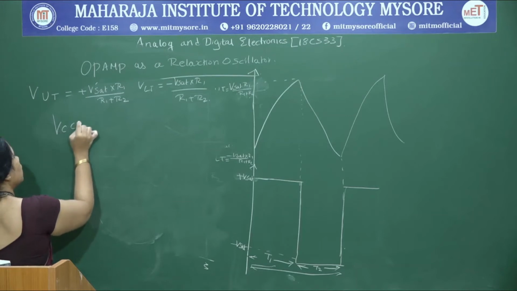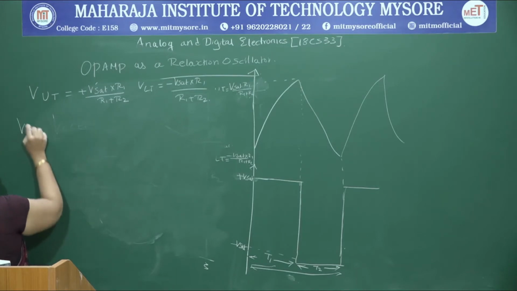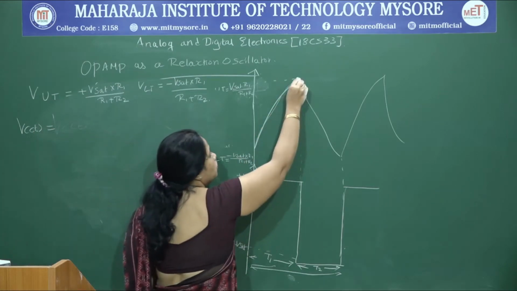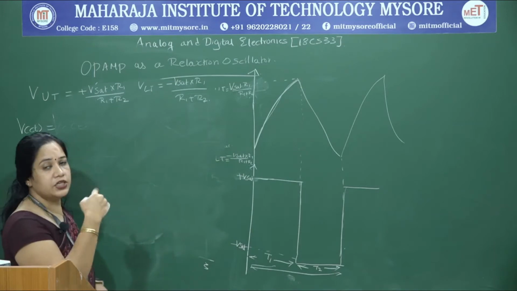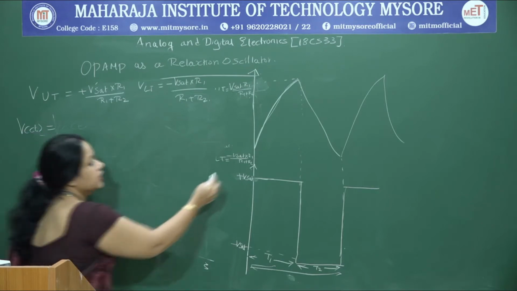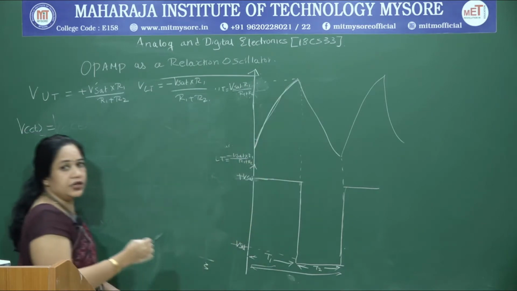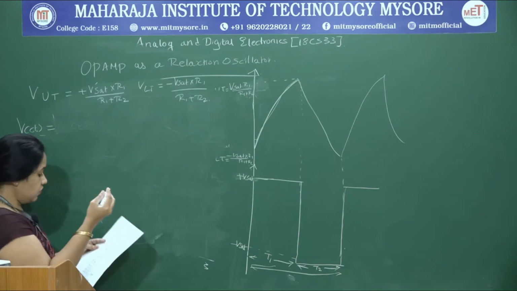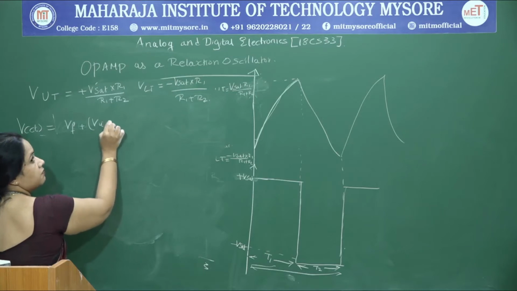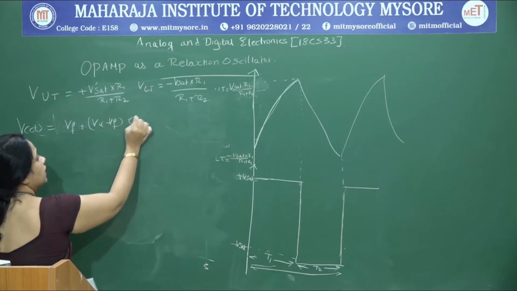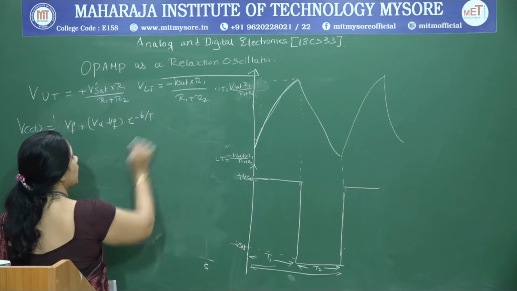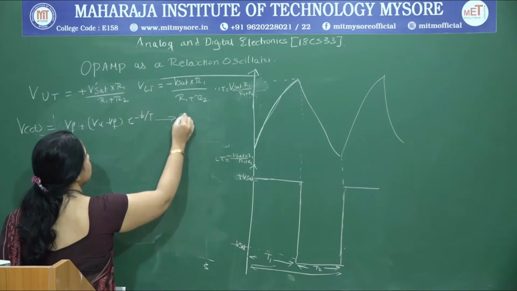If you can recall, the capacitor charges exponentially towards the peak, and the capacitor voltage at any instant depends on the time. At time t, it is exponentially increasing, and the expression for the capacitor voltage is final value plus initial minus final into e raised to minus t by the charging time, RC. Let me call this equation 1.